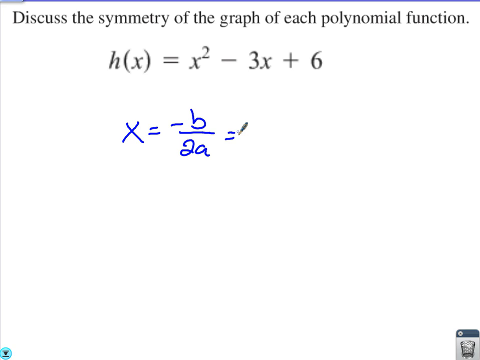Seth, plug this stuff in for me. What's negative b? And what's 2 times a? X equals negative 3 halves. Don't just put 3 halves, but x equals 3 halves is going to be your line of symmetry. That's your axis of symmetry.